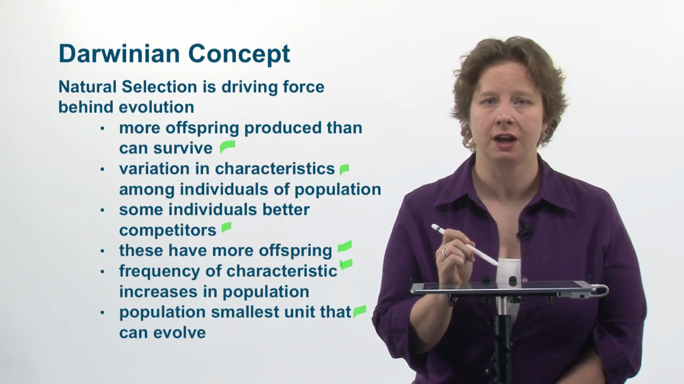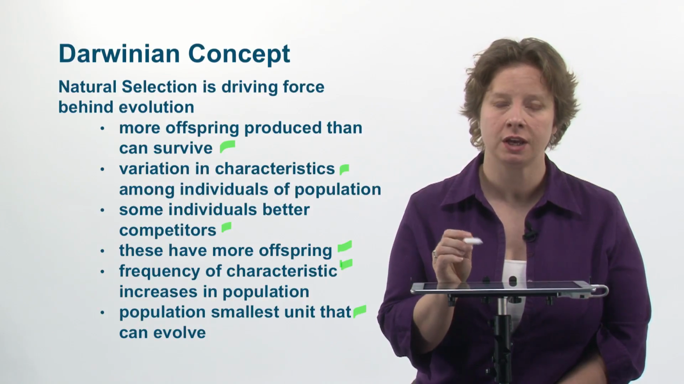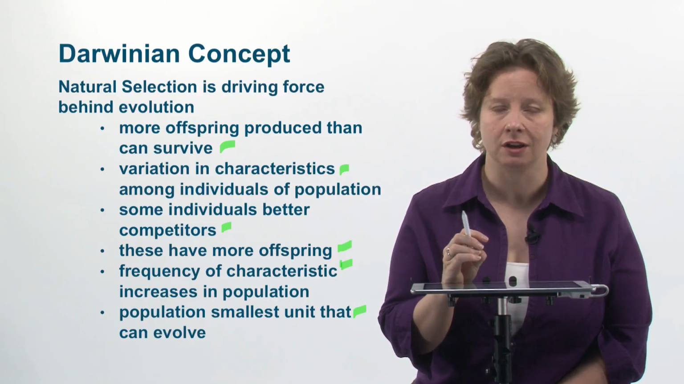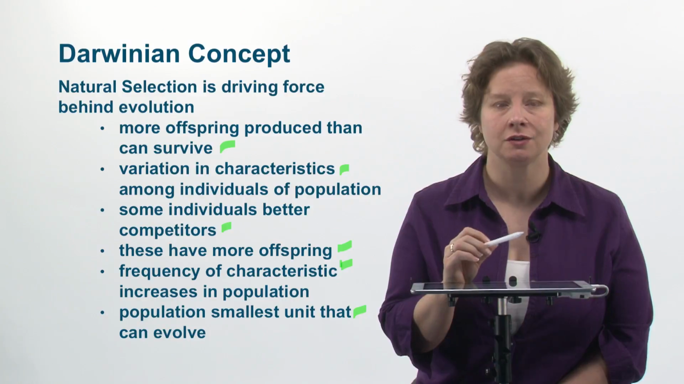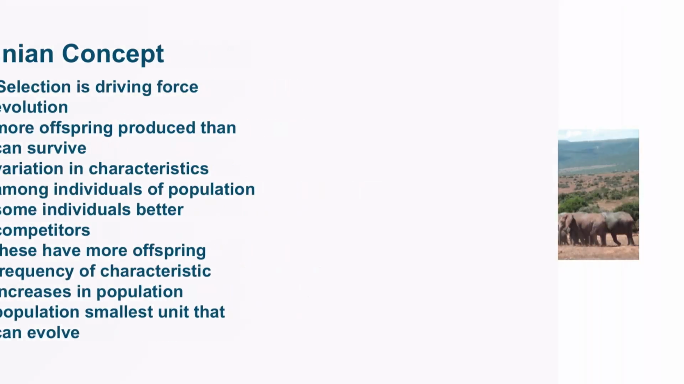And also, he pointed out that a population is the smallest unit that can actually evolve. There's a lot more detail to the Darwinian concept of natural selection, so make sure you check your readings so that you understand all of these concepts and how they fit together.